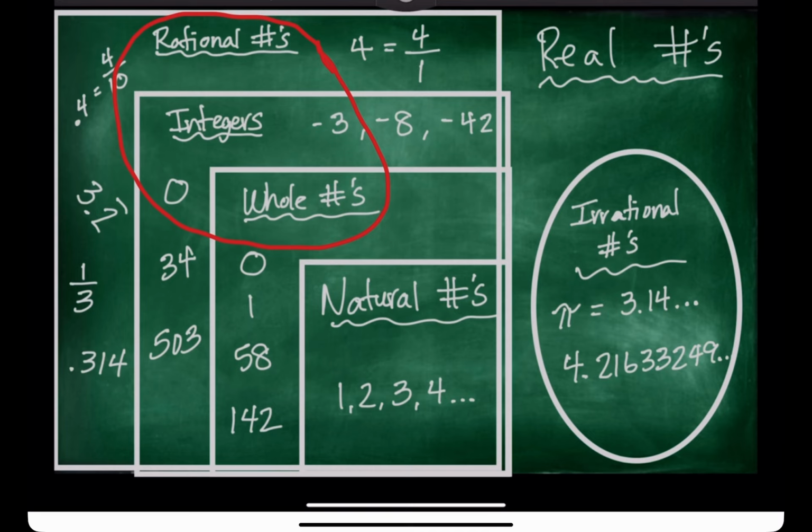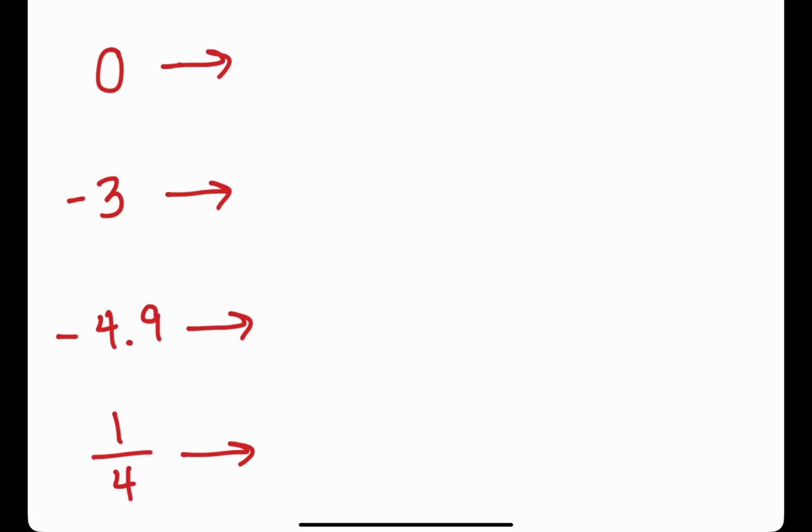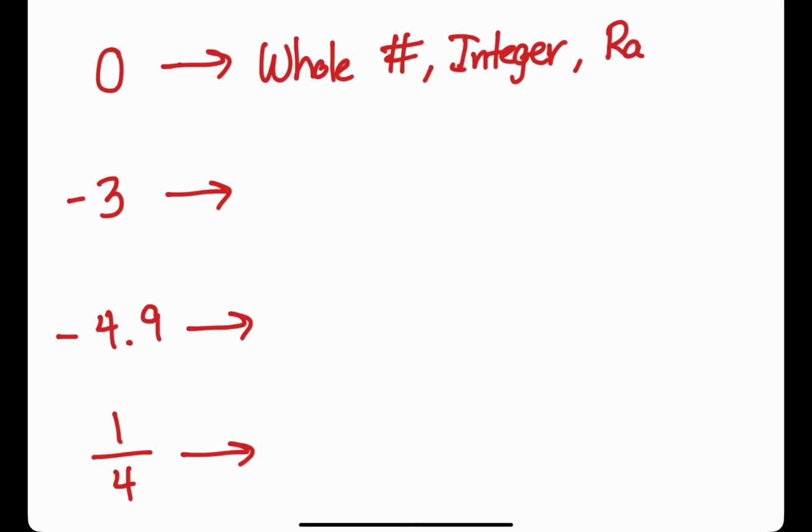As far as irrational numbers go, irrational numbers are just decimals that go on forever with no pattern. Well, 0 is not a decimal, so it's not an irrational number. And so let's go back and write in, okay, for 0, it is considered a whole number. It is considered an integer and a rational number.